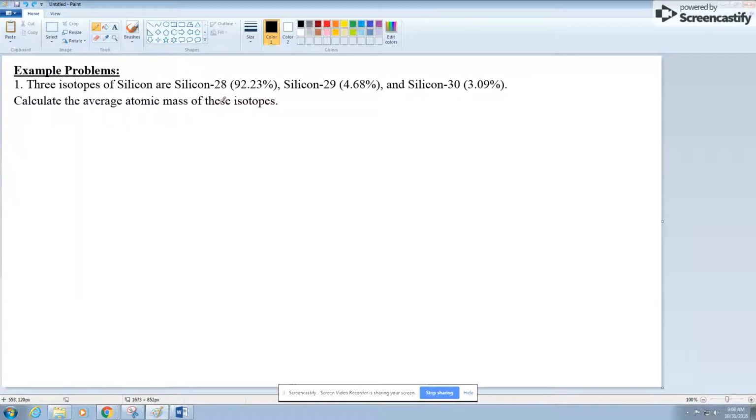So to calculate, what you're going to do, as it says in the instructions right above this problem, is multiply the mass number times its percent abundance. Okay, so multiply all these numbers, and we're going to set it up in a nice little table format, which is going to help us make very few mistakes. So we're going to write all the mass numbers. So you got 28 and 29 and 30.